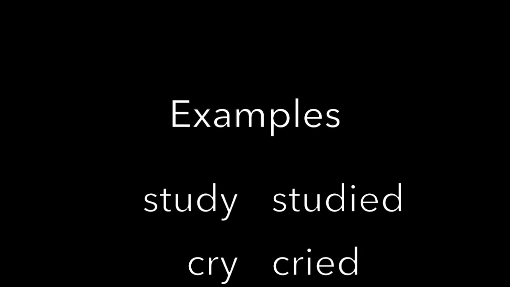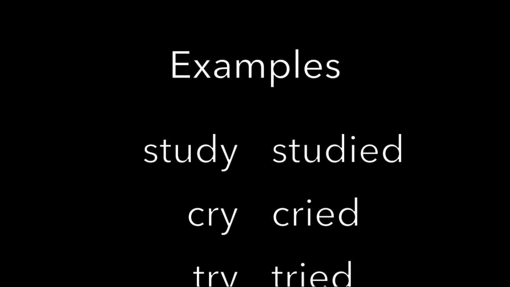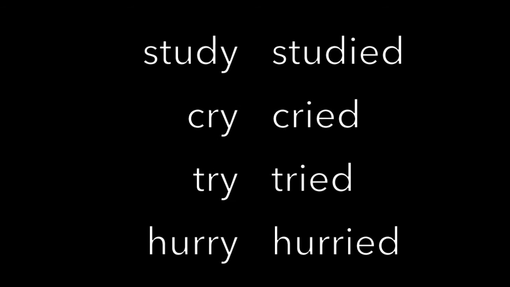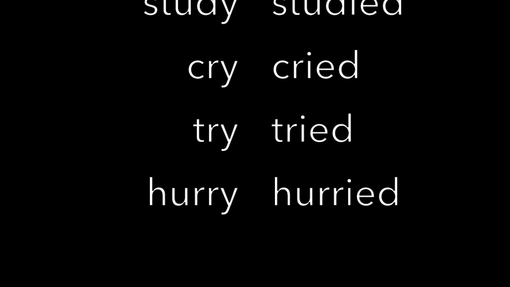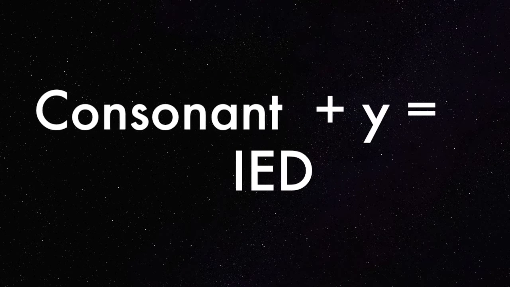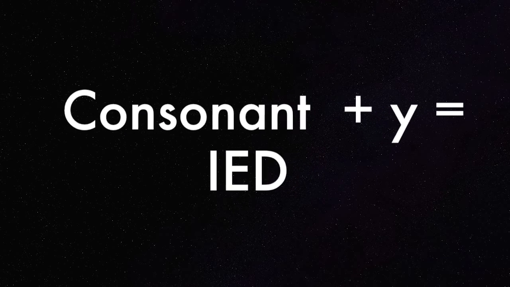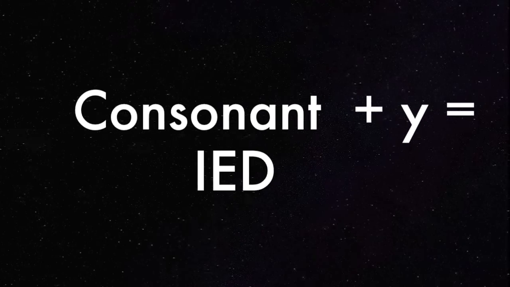The first verb is study. As you can see, study ends with the letter Y, and the letter before is a D, which is a consonant. This means you have to delete the Y, change it for IED to make it in the past. Same thing goes with cry, cried, try, tried, hurry, hurried. All these verbs ended with the letter Y and before had a consonant. That is why we are changing it to IED.